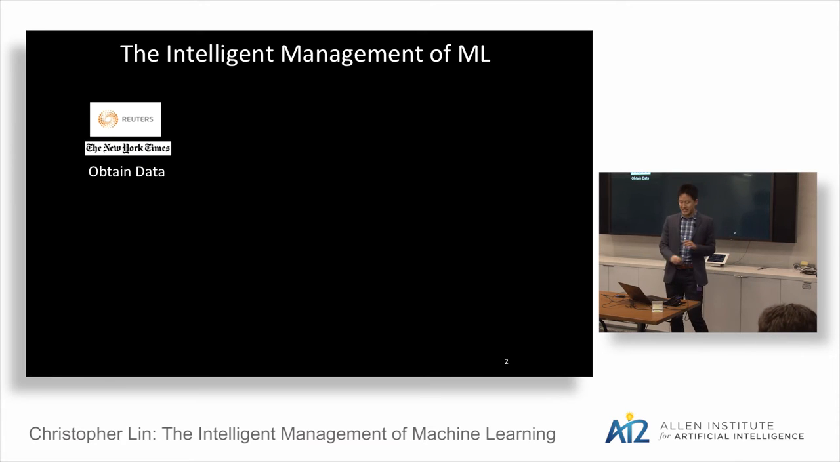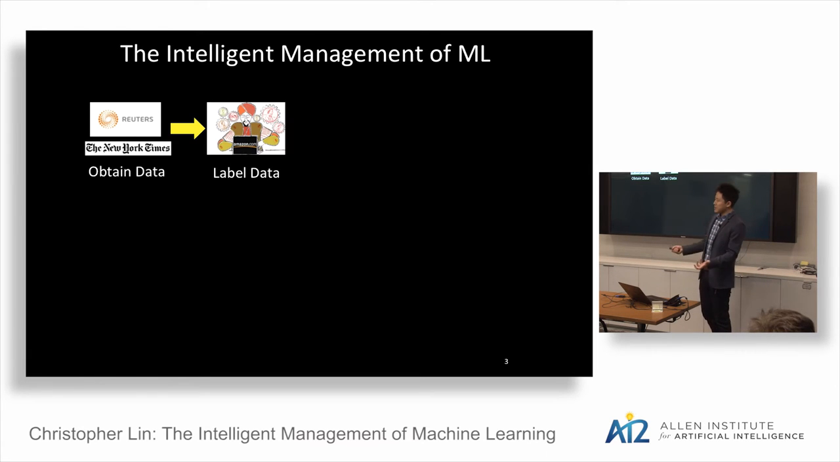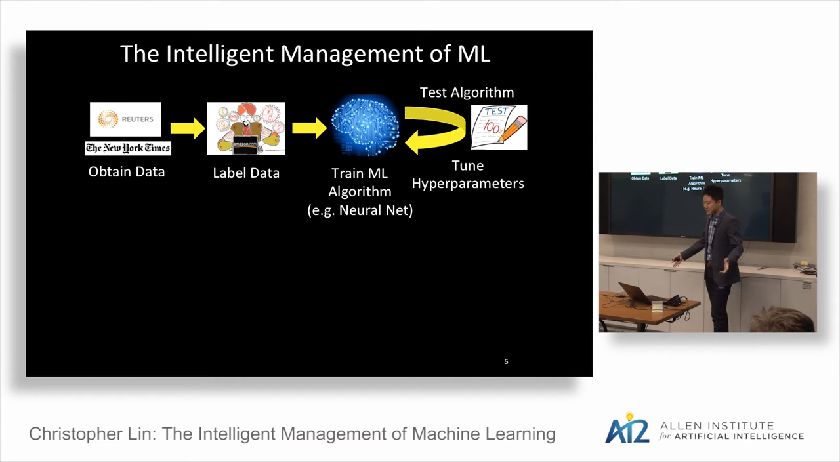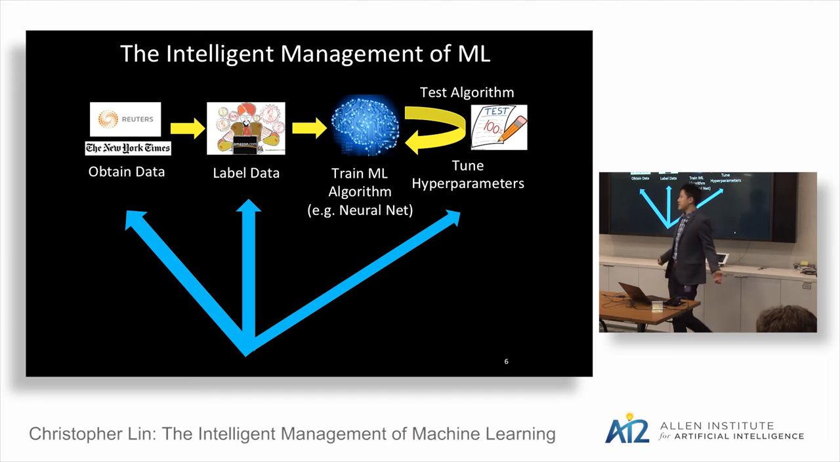Okay, well, let's very quickly review the machine learning pipeline. In order to do machine learning, you have to first obtain data, right? And you can get this from Reuters, New York Times, UCI Machine Learning Repository, whatever. After you obtain the data, if you're going to do supervised learning, you label the data. And nowadays, crowdsourcing is a very popular method for labeling data. Then you take that labeled data and train a machine learning algorithm: logistic regression, neural nets, whatever. Then you test it using a separate test or validation set, and you tune your hyperparameters and try to make your machine learning algorithm work better. So that's the standard machine learning pipeline, and I'm sure you're all very familiar with it.